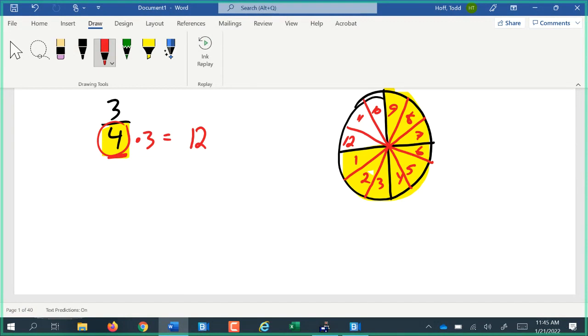What we actually have highlighted in yellow, we have 9 slices that we actually have. Again, we had 3 before. We cut each of them into 3 smaller slices. 3 times 3 makes 9.